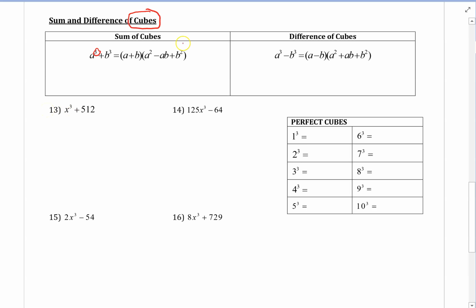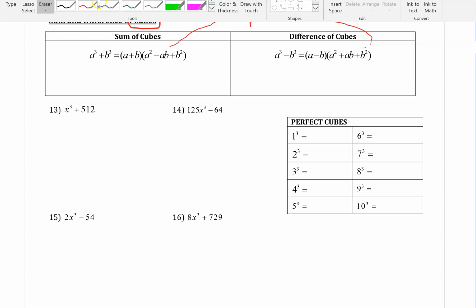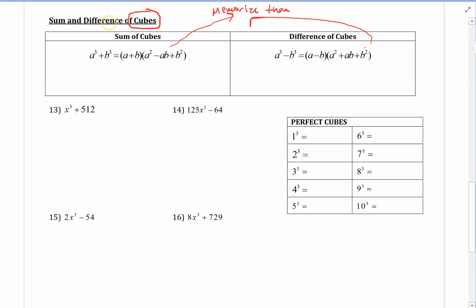So like with the other ones, I recommend that you memorize these formulas. Memorize them. Make some flashcards and study them. Because if you do that, you will start to recognize them. It's all about recognition. If you can recognize something as a sum or difference of cubes, you're halfway there. The second part, obviously, is then to just remember the formula for it.